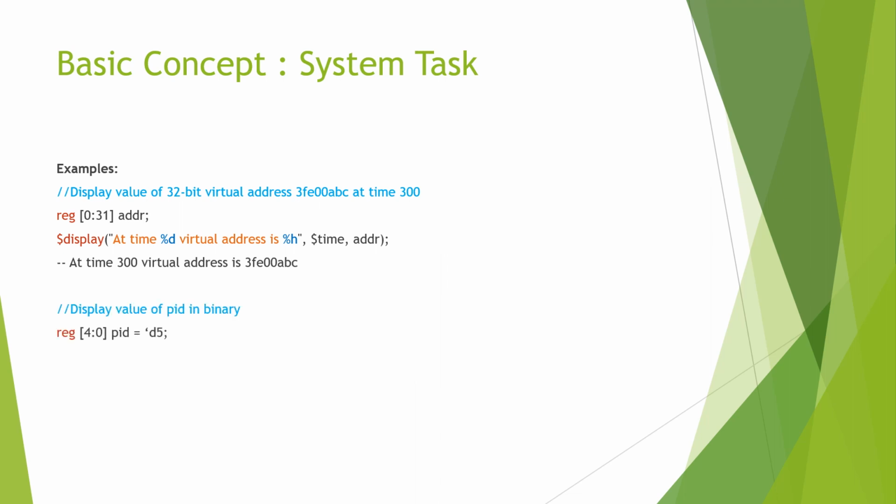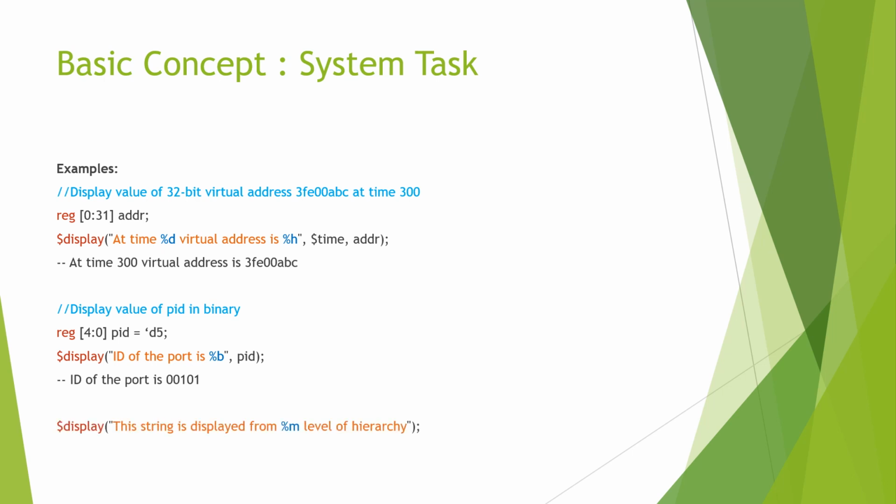Now we will display PID value in binary. Here we are assigning decimal value 5 to the PID. Let's see the syntax for the $display. $display in double quote, ID of the port is %b, comma PID, which is the variable name. So now PID value will be displayed in binary. Let's see the result. ID of the port is 00101, which is in binary.